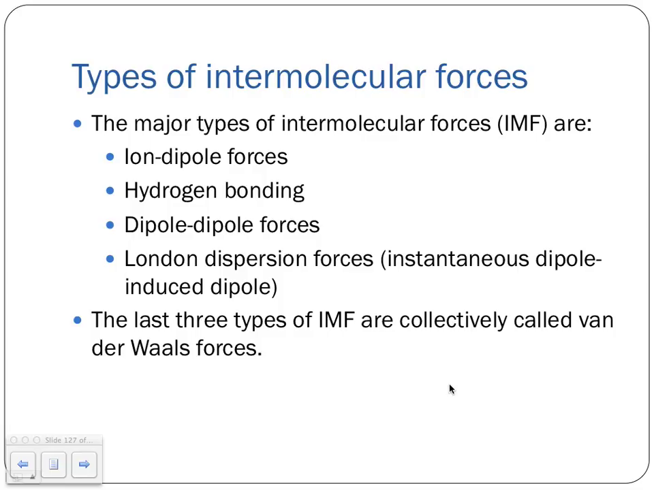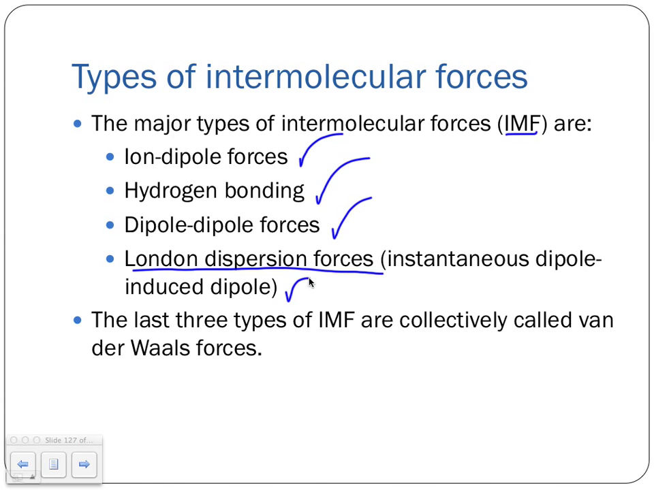And just for the purpose of this, we're going to abbreviate that as IMF. It's not sort of an official abbreviation. I'm just using it to save space here. So the four types we're going to look at are ion-dipole forces. We're going to look at hydrogen bonding, dipole-dipole forces, and something called London dispersion forces. Sometimes they're called London forces. Sometimes they're called dispersion forces. Sometimes we put it all together and call them London dispersion forces.